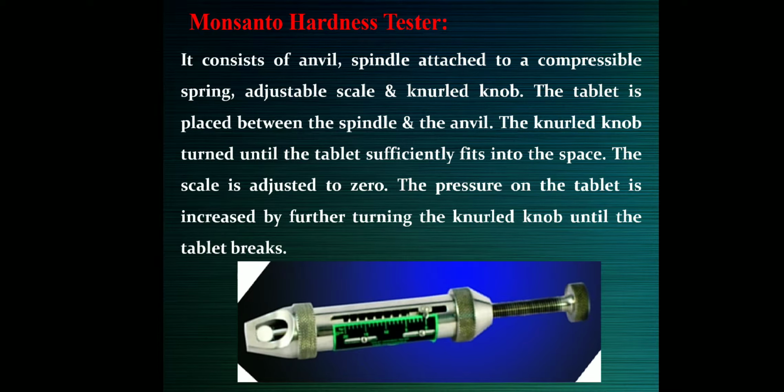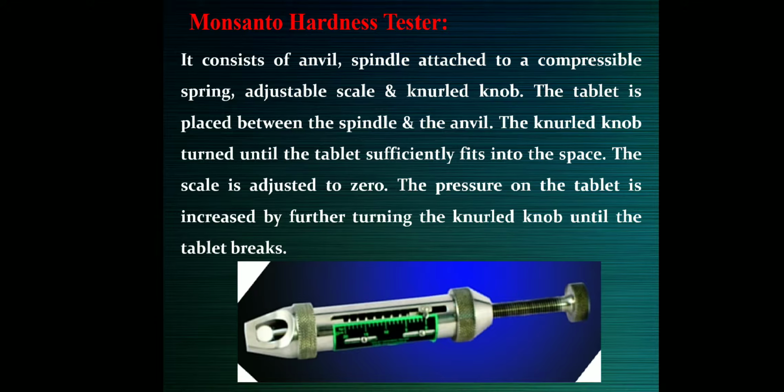Next is the Monsanto Hardness Tester. It is the most commonly used and most easily available hardness tester in all industries and institutions. It consists of an anvil and spindle attached to a compressible spring, an adjustable scale, and a knurled knob. The tablet is placed between the spindle and the anvil. It is placed so that the force can be applied diametrically and not on the flat surface. The force has to be applied on the edges of the tablet.